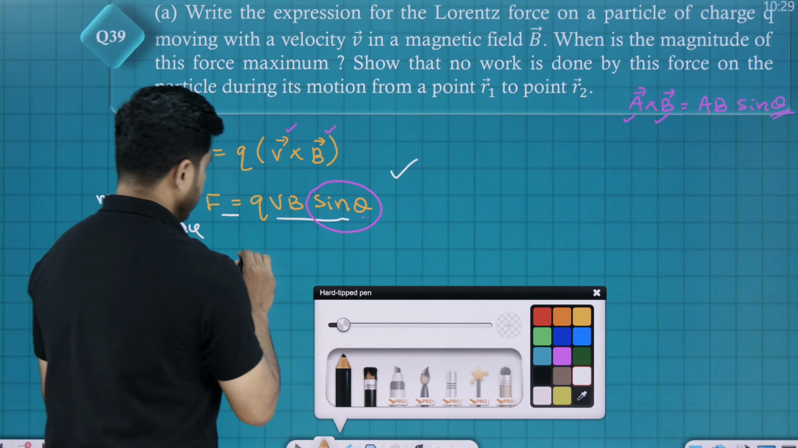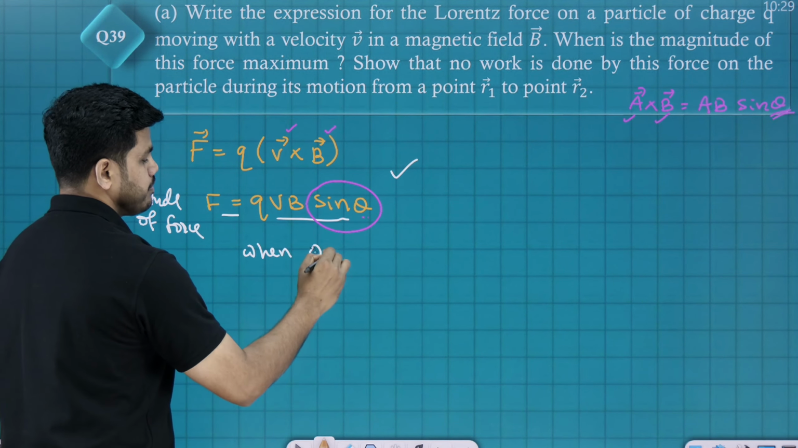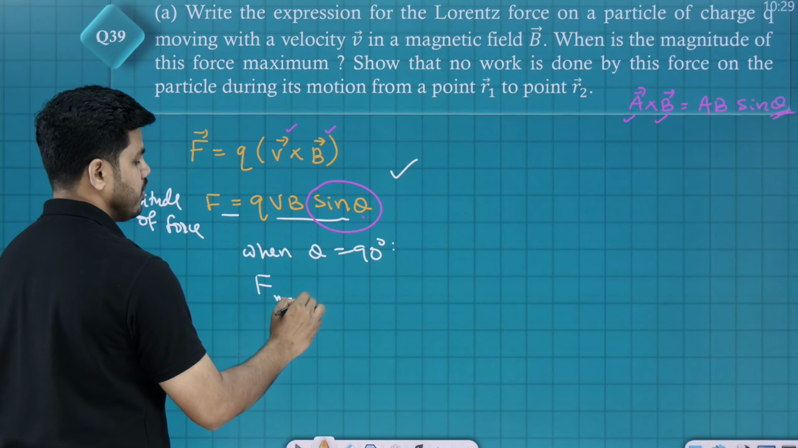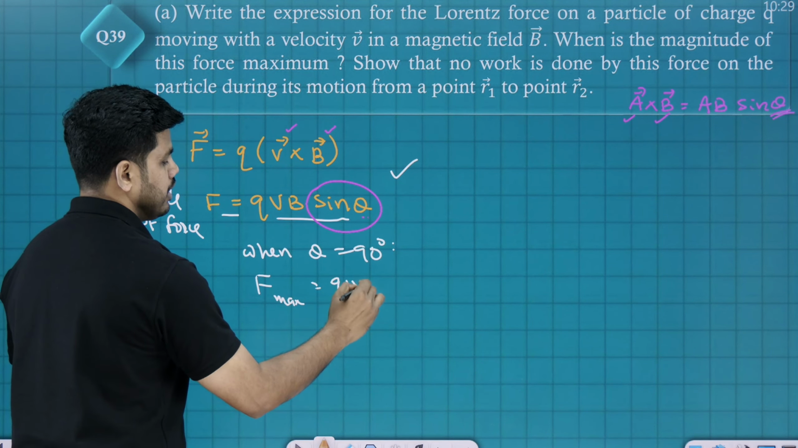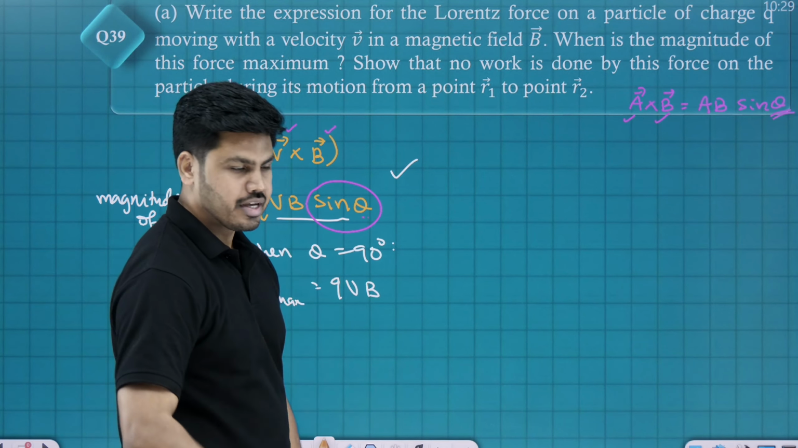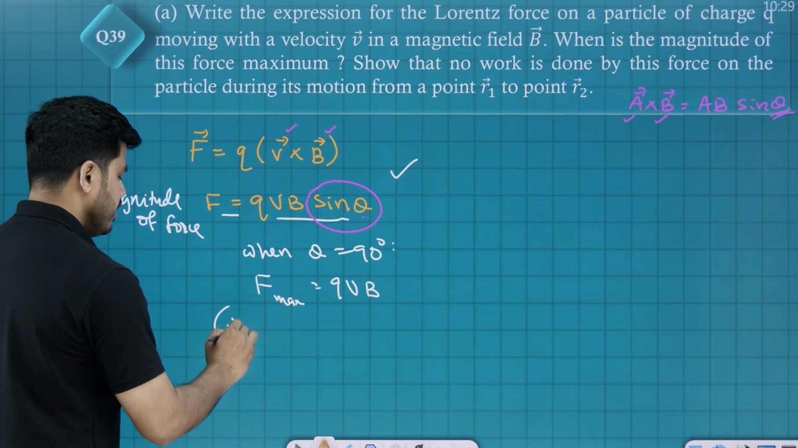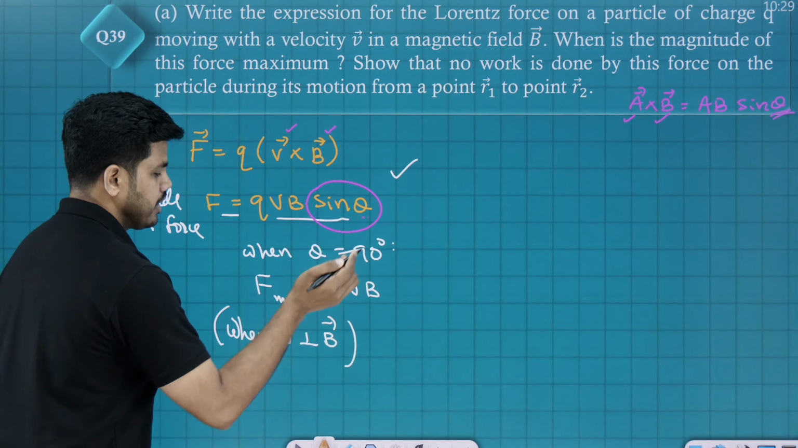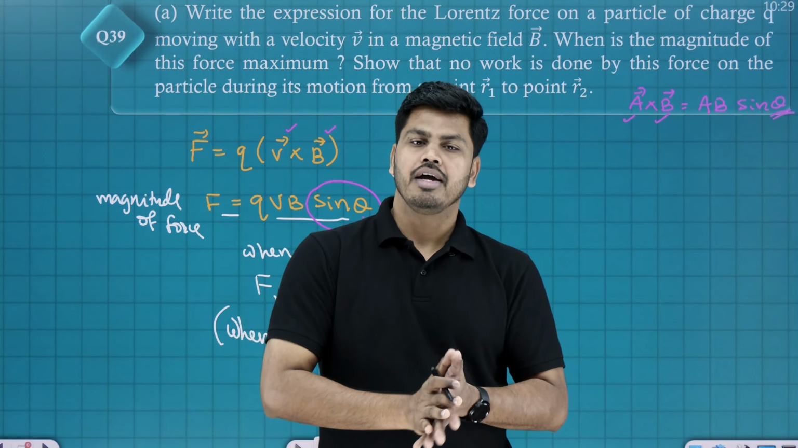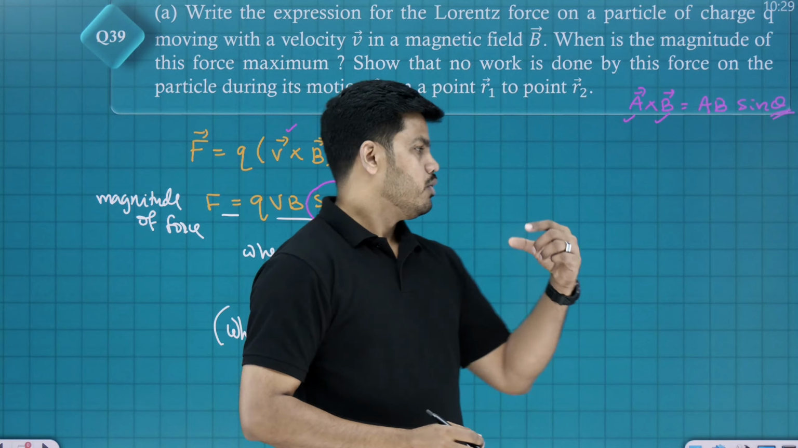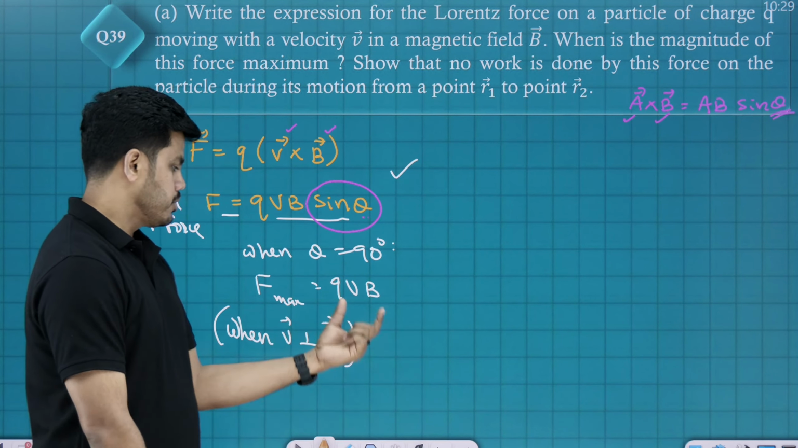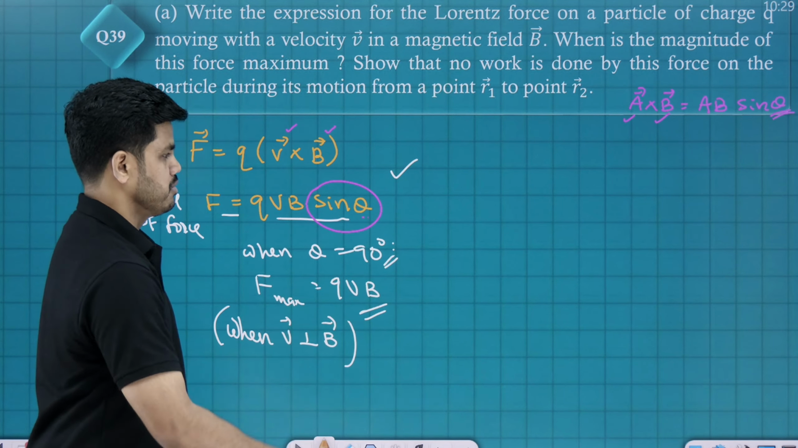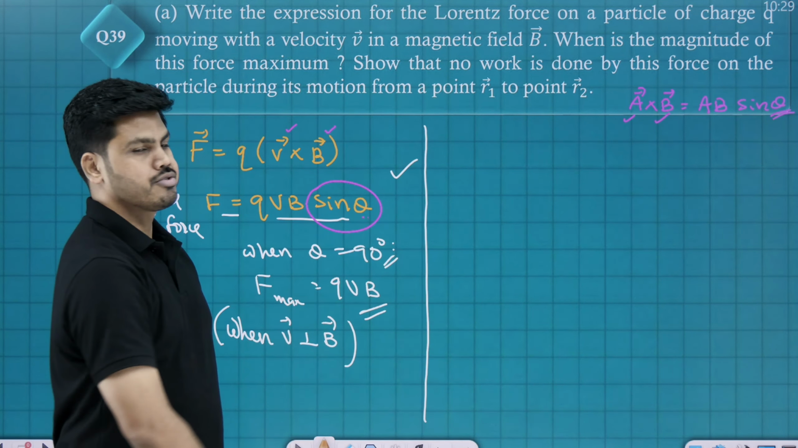So we can say when theta is equal to 90 degrees, F is maximum. What is the maximum value of the force? qvB into sine theta is 1, correct? And what is the condition for that? When the velocity vector is perpendicular to the magnetic field vector, because theta is the angle between the velocity vector and the magnetic field vector. They should be mutually perpendicular to each other, then theta will be 90, and force is maximum. Okay, that is the second part of the question.